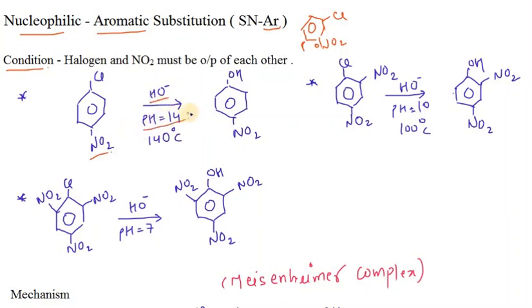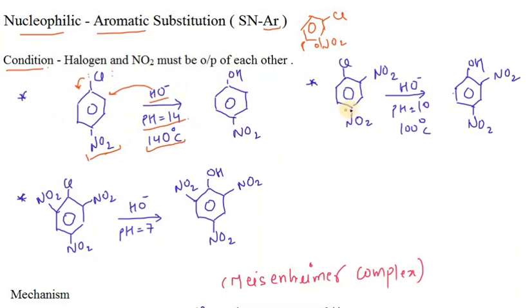pH 14 means we are using a very strong base. Now the temperature should also be very high, because it is not easy to substitute the chloride, due to resonance. But as we know, the pH should be high and the temperature should be 140 degrees Celsius when the NO2 group is present at the relative para position of chlorine. That is going to replace chlorine, and here there will be OH.